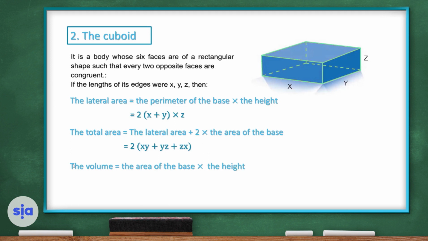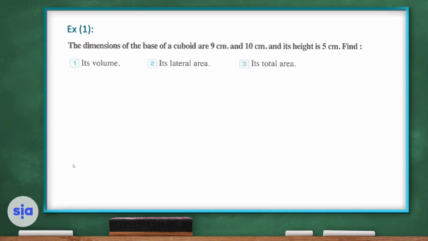What's the area of the base? It's x times y, then the height is z. So the volume of this cuboid is x times y times z. Let's go now and see an exercise regarding the cuboid. The dimensions of the base of the cuboid are 9 centimeters, 10 centimeters long, and its height is 5 centimeters. How can we find the volume, the lateral area, and its total area?